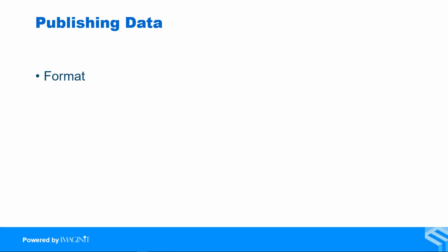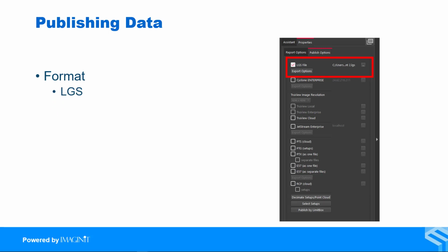The data can then be published to a variety of different formats. The Leica LGS file not only offers the option of comparing the point cloud with 3D model data, but it also adds file compression. The compression results in smaller files that allow more efficient workflow than using the data in another software package.